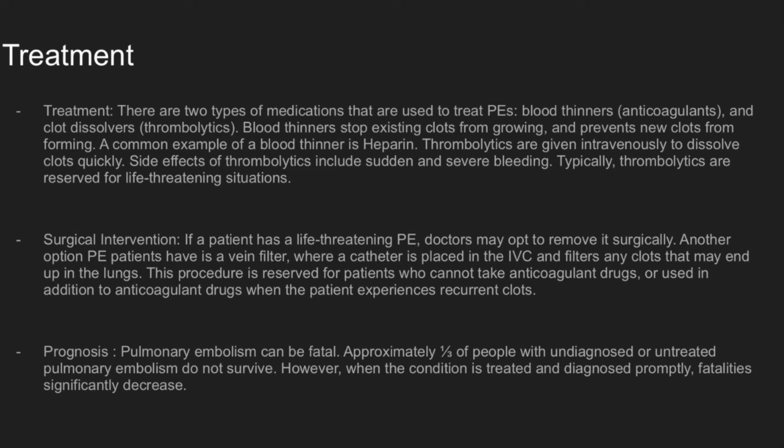Another option PE patients have is a vein filter, where a catheter is placed in the IVC and filters any clots that may end up in the lungs. This procedure is reserved for patients who cannot take anticoagulant drugs, or is used in addition to anticoagulant drugs when the patient experiences recurrent clots. Pulmonary embolisms can be fatal. Approximately 1/3 of people with undiagnosed or untreated pulmonary embolisms do not survive. However, when the condition is diagnosed and treated promptly, fatalities significantly decrease.